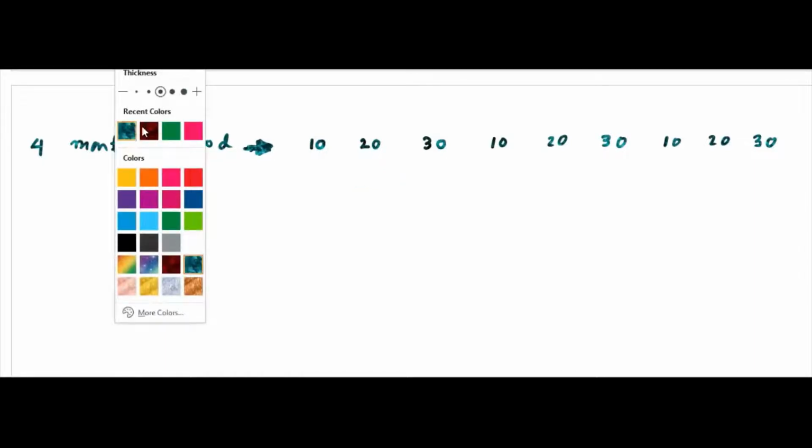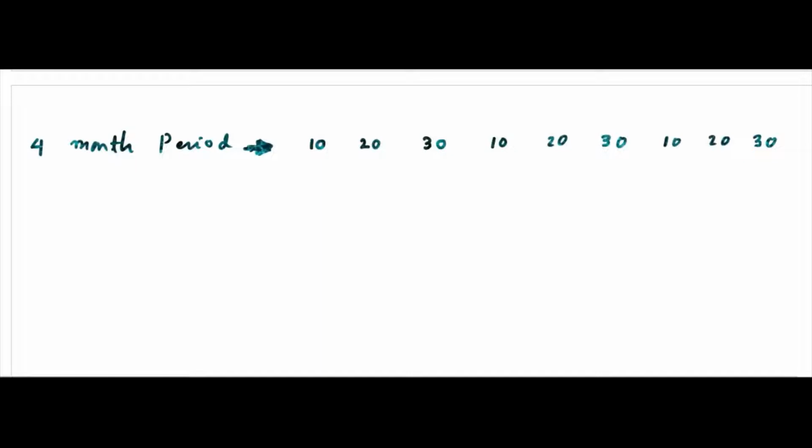In that case, what you can do is see the periodic variation. You can apply a simple linear filter here. This is called the method of moving averages. You find the average of these three, that will be 20. Then find the average of these three: 20 plus 30 is 50, plus 10 is 60, divided by 3, 20. Then take the average of these three.